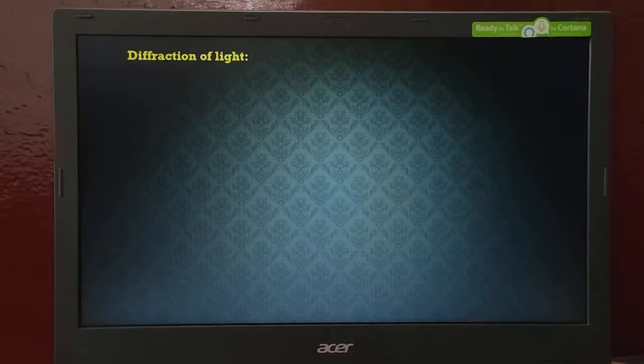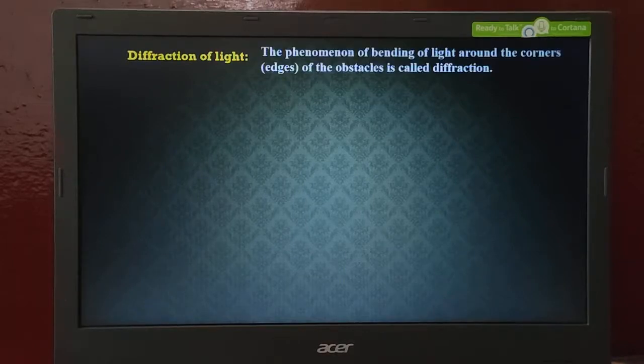Let us see how we are going to get this diffraction pattern. Once again, the phenomenon of bending of light around the corners or edges of the obstacles is called diffraction. Here we are considering a source of monochromatic light. Monochromatic light means light consisting of a single wavelength or single color. For diffraction, we have to consider a monochromatic light source.